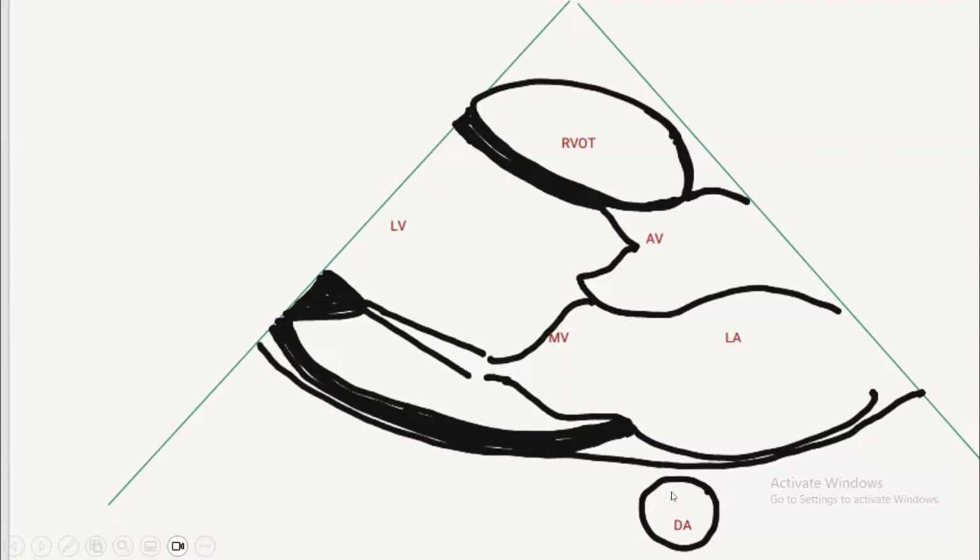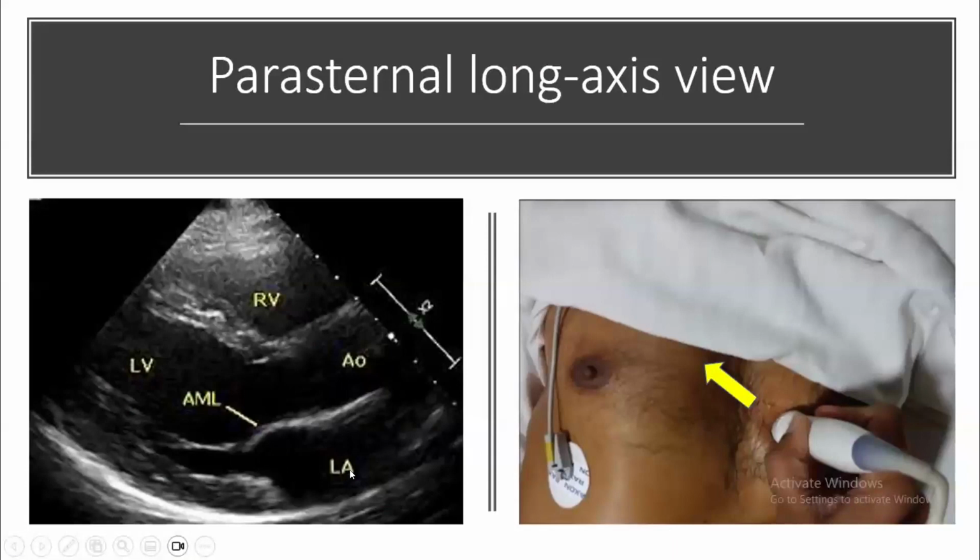And what is this one here? This is what we call the descending aorta. The aorta comes from here and turns down, from the ascending aorta down behind the heart to become the descending aorta. As you can see, this is shallow. The descending aorta will be behind here, behind the left atrium.